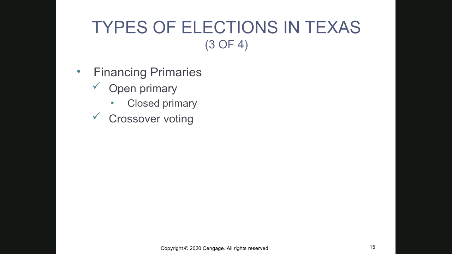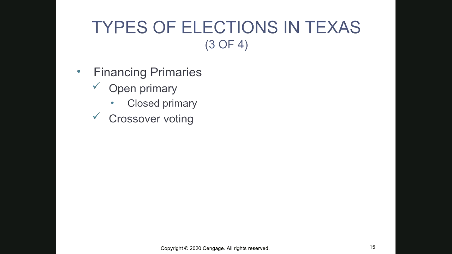Texas uses the open primary system, which allows for something called crossover voting. Crossover voting is when members of one political party vote in the other party's primary to influence the election or the selection of the nominee. So traditionally, you consider yourself a Republican, but you go and you vote in the Democratic primary. Or traditionally, you consider yourself a Democrat, but you go and you vote in the Republican primary. That's what crossover voting is.